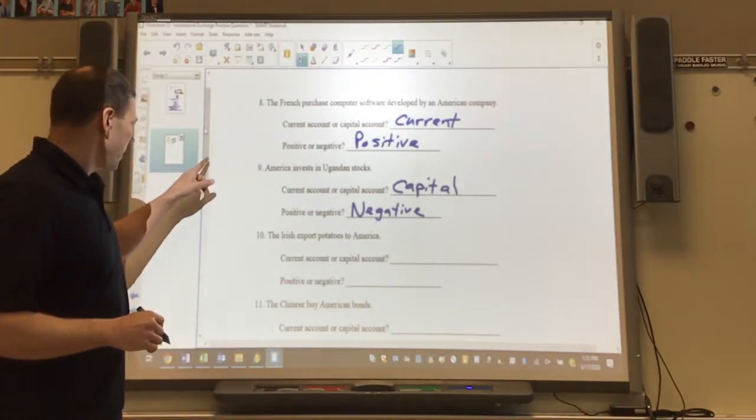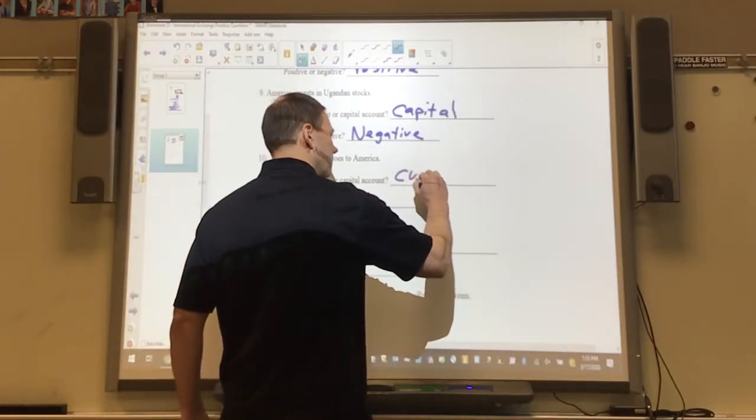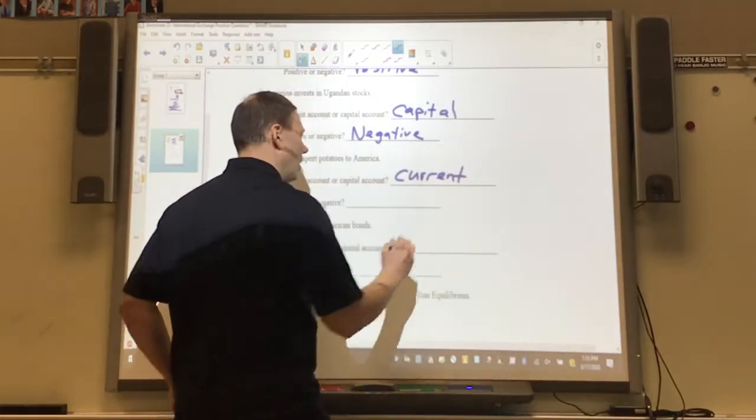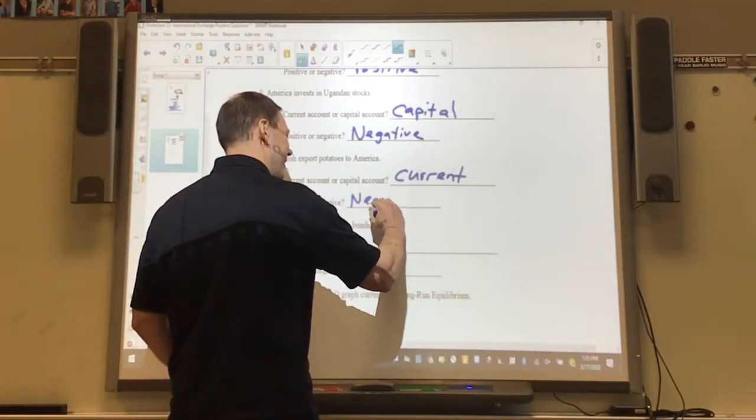All right, the Irish export potatoes to America. Again, current account because that's a good. And we're getting the potatoes, Ireland gets the money, so that makes our current account negative.